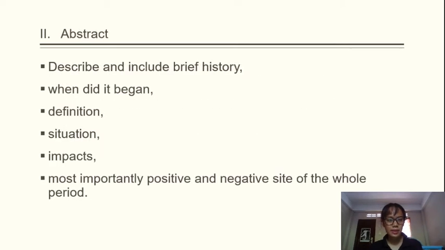So for the abstract, I will describe and include the brief history of where the Enlightenment period began, the definition, situation, impact, and most importantly, the negative and positive sides of the whole period.